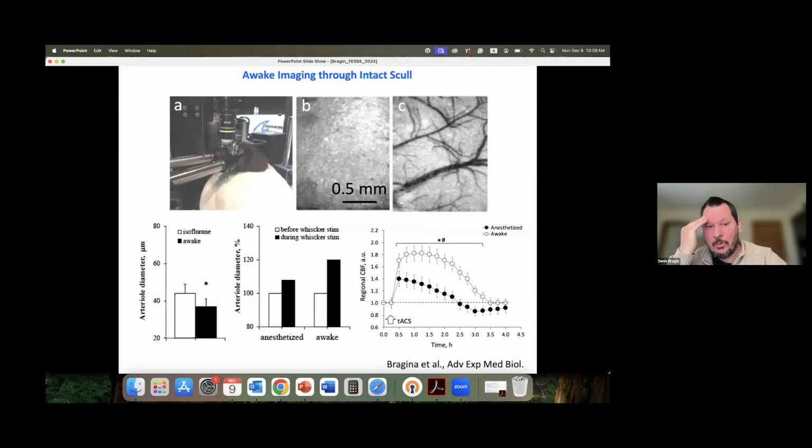And I want to present a couple more examples. In this case, we did in vivo awake imaging of a mouse under transcranial alternating current stimulation through intact skull. This is an intact skull, and we treat it with a series of solutions so it becomes transparent to optical light, and you see that the arterial diameters and change in arterial diameters in response to stimulation is very different in awake versus anesthetized mice. So this is why we're moving toward imaging of awake animals.